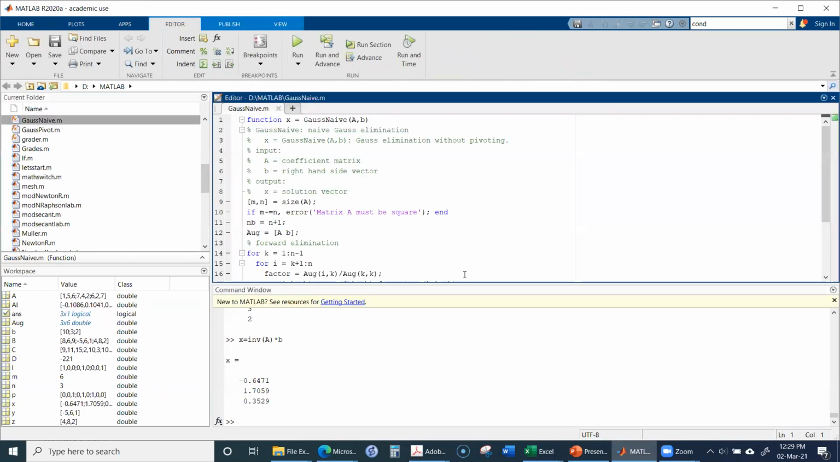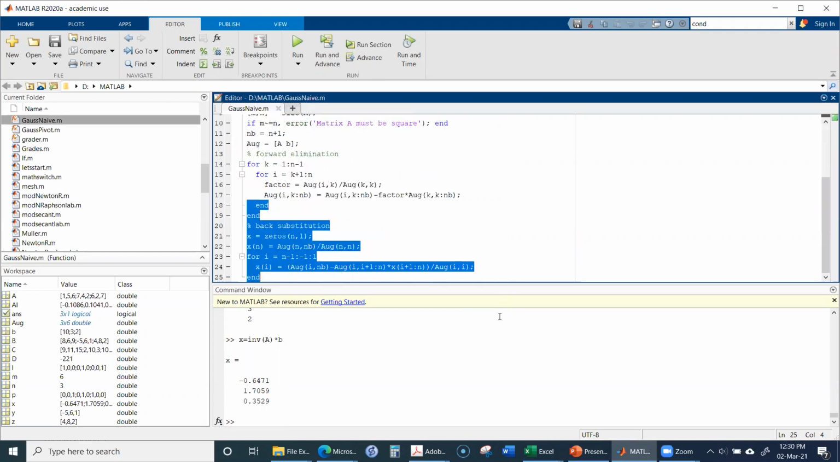So I have this script named Gauss naive. Remember that there are two methods for the Gauss elimination, Gauss naive and the Gauss pivot. In this Gauss naive, we will not do any pivoting. But in the Gauss pivot, we will do some pivoting. So this is the script for the pivoting.